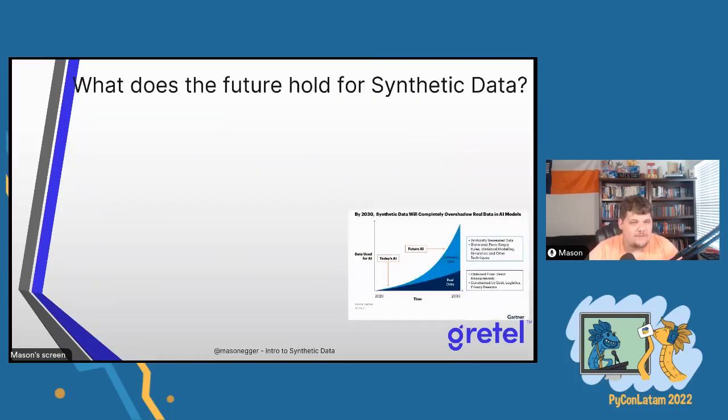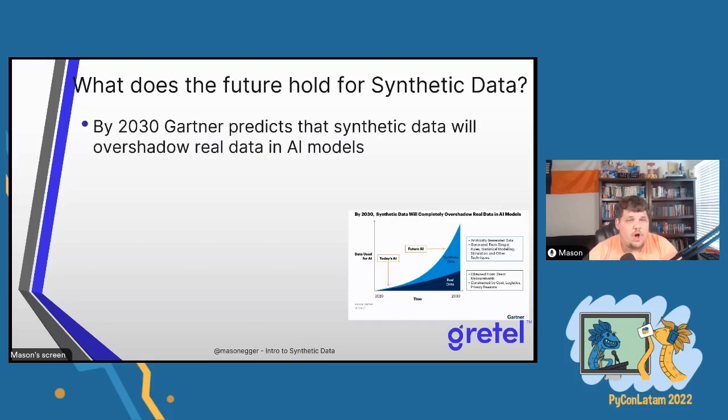Well, what does the future of synthetic data hold, though? I'm telling you about all of this. Where do we see it going? By 2030, Gartner predicts that synthetic data will overshadow real data in AI models. It's really easy to generate an unlimited amount of synthetic data, but gathering an unlimited amount of actual real data is very, very hard and expensive.